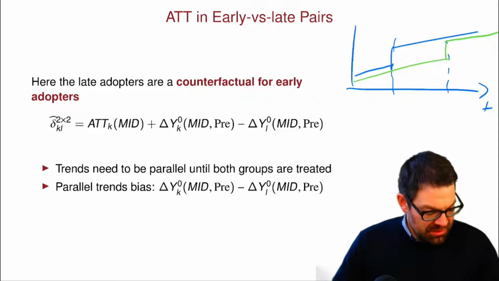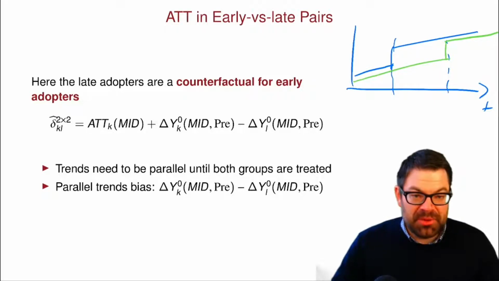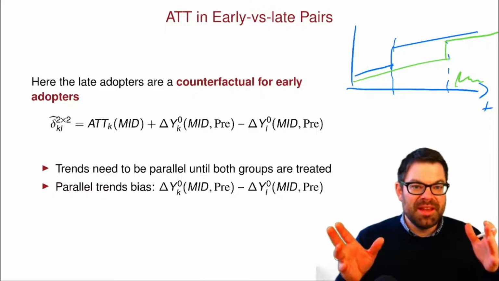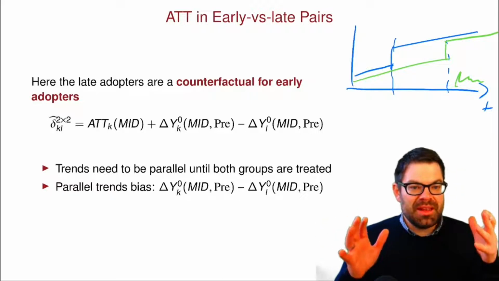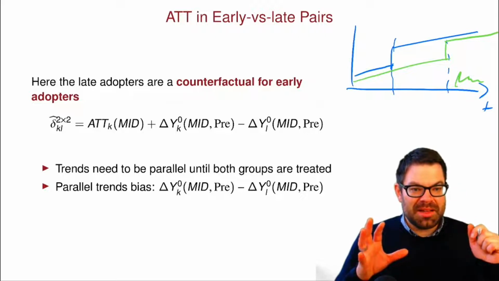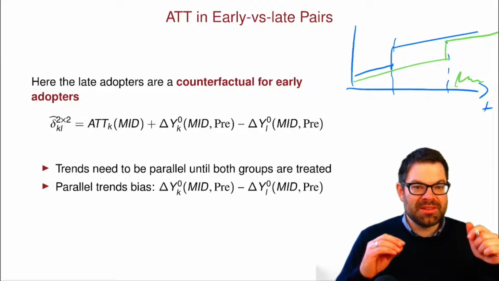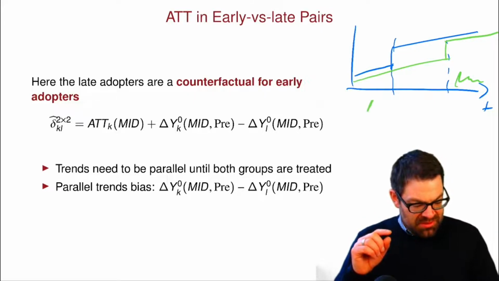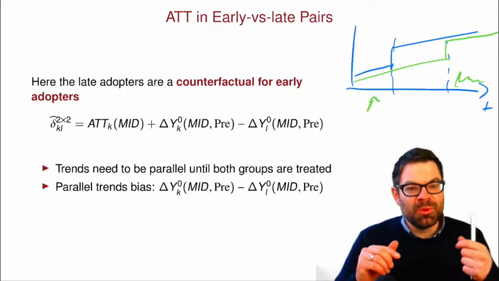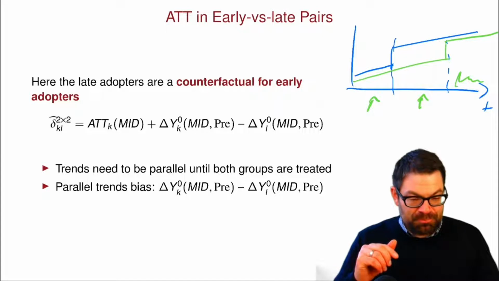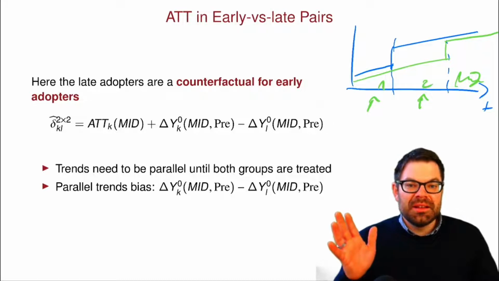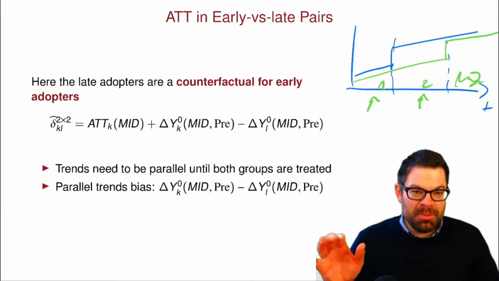Okay? So here in the late period up here, both are treated, so that there is no variation in treatment anymore. So the estimator doesn't put any weight on that period. The estimator only puts weight on periods where either both are 0, that's the pre-period here, or where one is 0 and one is 1, which is the period in the middle. Okay, so let's call this 1, 2, and 3. Here we call them mid and pre.